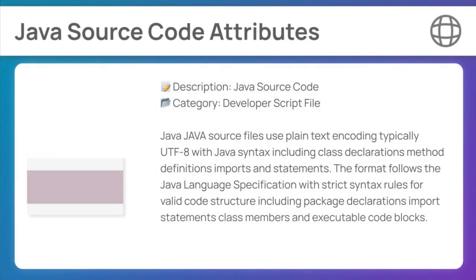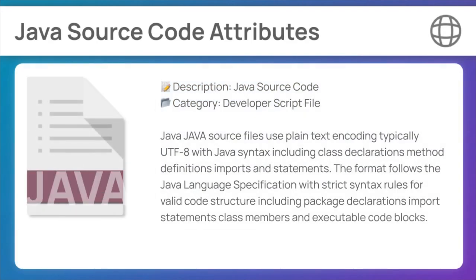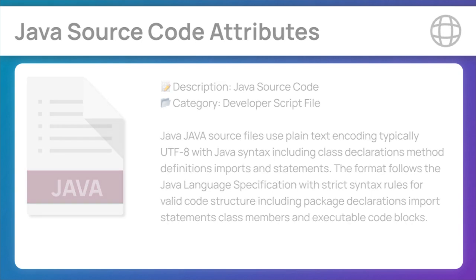Java source files use plain text encoding, typically UTF-8, with Java syntax, including class declarations, method definitions, imports, and statements. The format follows the Java Language Specification with strict syntax rules for valid code structure, including package declarations, import statements, class members, and executable code blocks.